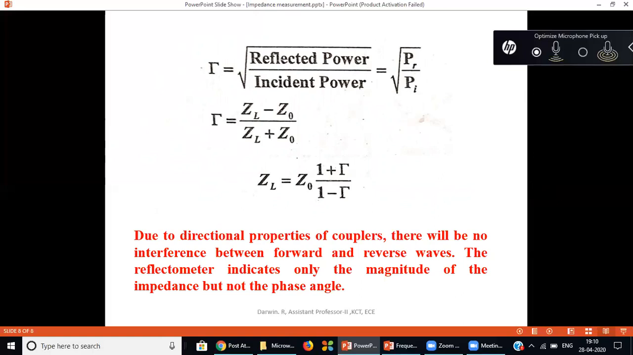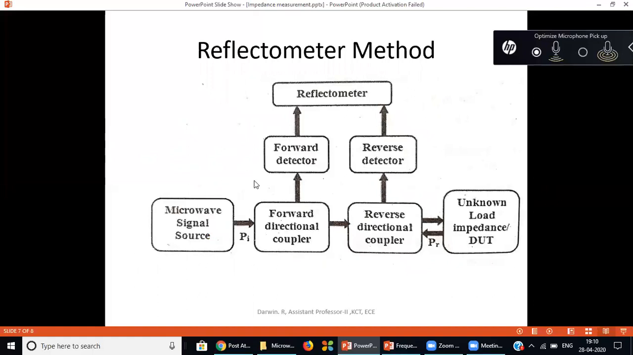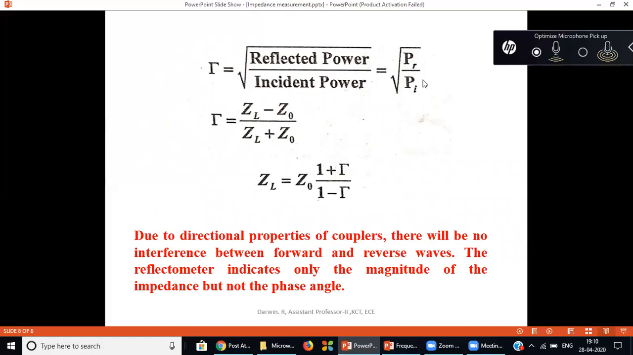So in this session, we have seen two types of impedance measurement. One is the slotted line method, and the much simplified method to find the impedance is also called the Smith chart method. Okay, and the second most important method is the reflectometer method, where we will be using a reflectometer in the setup. The heart of the system is two directional couplers, one forward and one reverse. That's why there is no interference between forward and reverse signals. Okay, thank you.